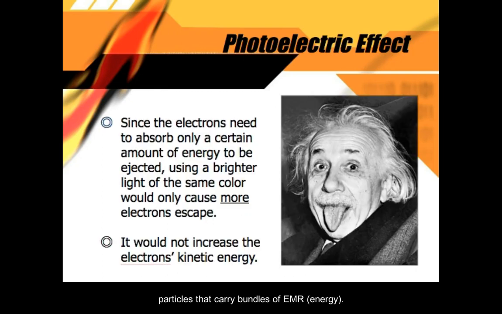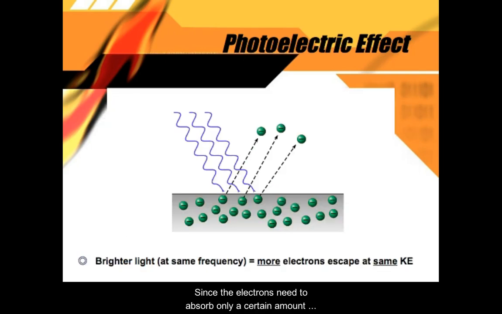Therefore, photons are massless particles that carry bundles of EMR. The energy of the incoming photon must have a certain threshold value to cause ejection of electrons, because any lower energy will not be enough to break the electron's attraction to the nucleus. Since the electrons need to absorb only a certain amount of energy to be ejected, using a brighter light of the same color would only cause more electrons to escape. It would not increase the electron's kinetic energy.